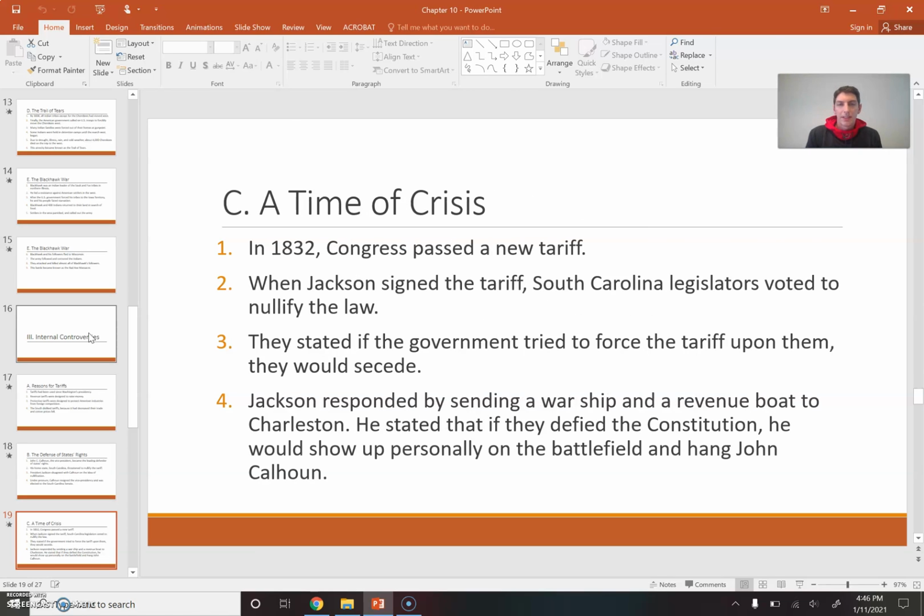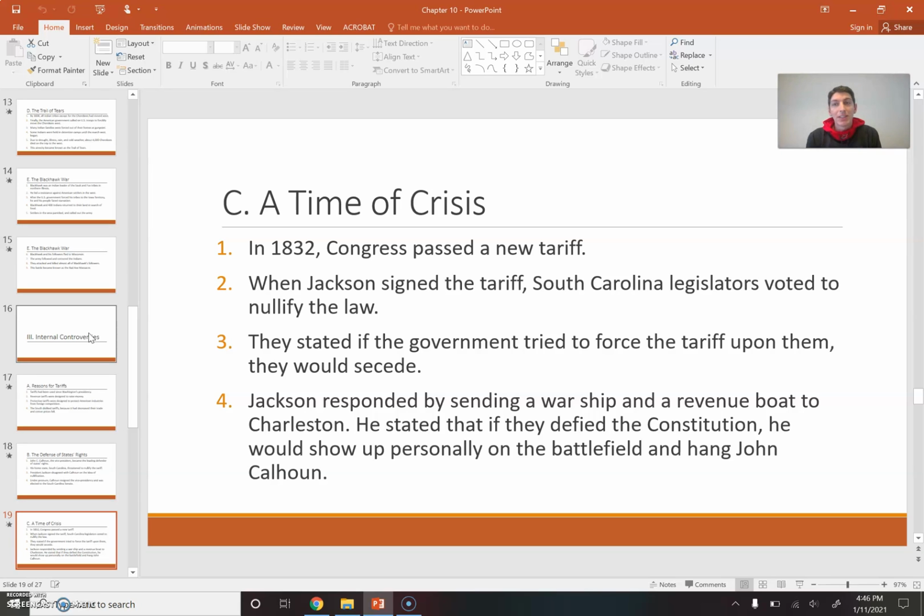In 1832, Congress passed a new tariff. And when Jackson signed the tariff, the South Carolina legislature voted to nullify the law, saying that we will secede if you force us to obey this law. They said, we're not going to send out boats to collect tax money from foreign businesses. They said, we don't like this law. We are not going to follow it. And they said they would secede. You need to know for a quiz or a test that secede means to withdraw from, to formally withdraw. So they would withdraw from the United States of America and become their own country. That's what they're threatening to do.